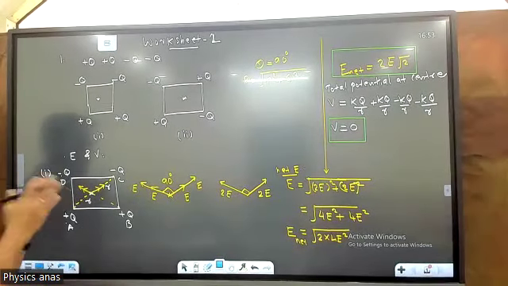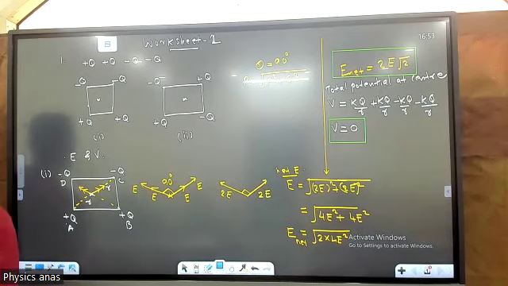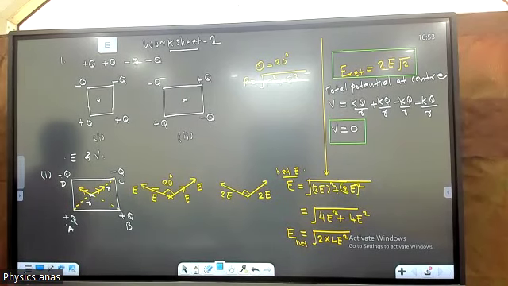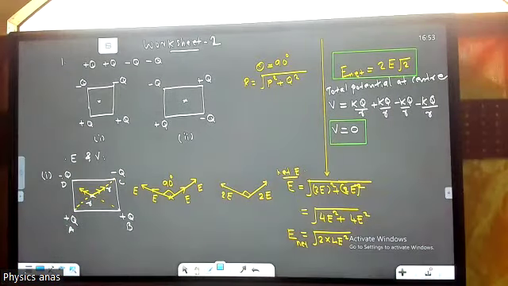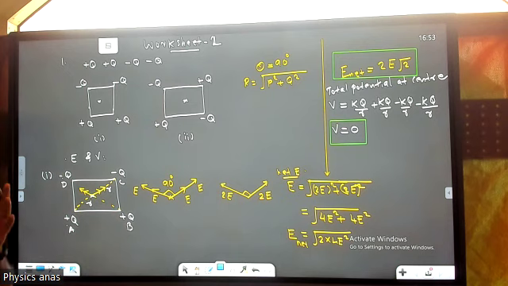understanding that at the center there will be electric field due to this plus q and electric field due to this minus q, right? So we are just finding the electric field due to plus q and electric field due to minus q. Is that okay? What will be the electric field due to this plus q? That will be away from it. Electric field due to minus q will be towards it. So both the electric fields will be in the same direction.